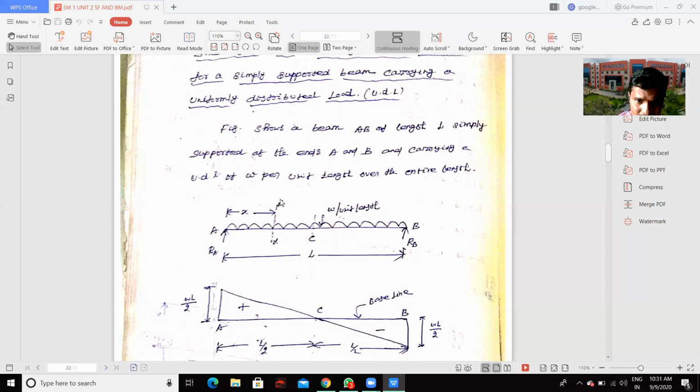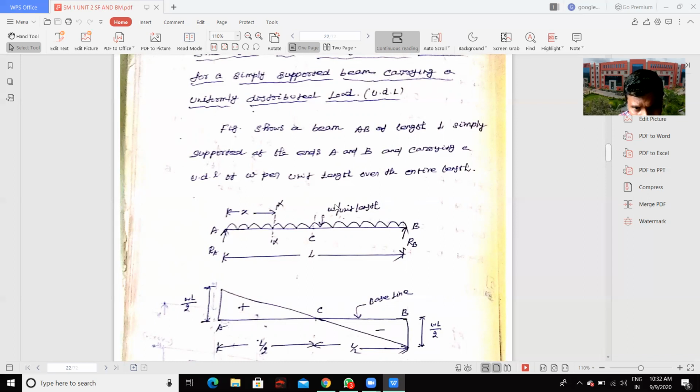So the shear force at a section X you need to find out. So at a section X, the shear force F of X will be equal to the sum of the vertical forces acting on the left side of the section. We are considering the simply supported beam's left side. So here the shear force F of X will be equal to adding all the forces on the left side portion. One force is RA acting upward, so positive. Therefore RA is nothing but WL by 2, that is plus WL by 2.